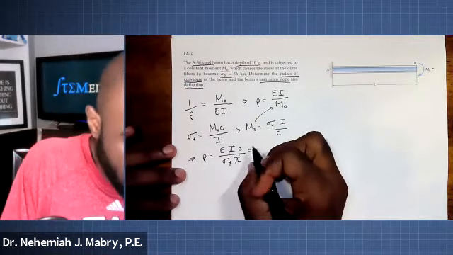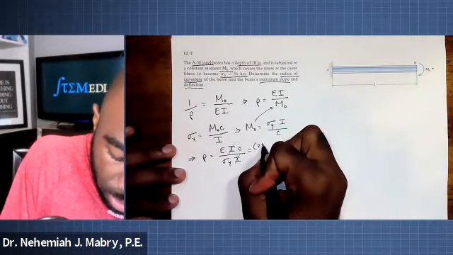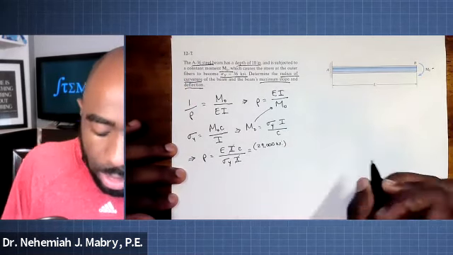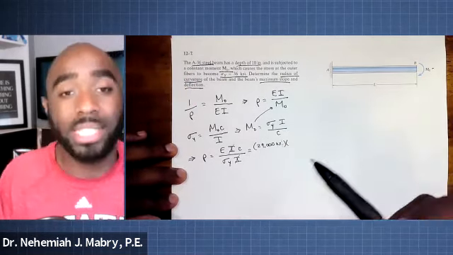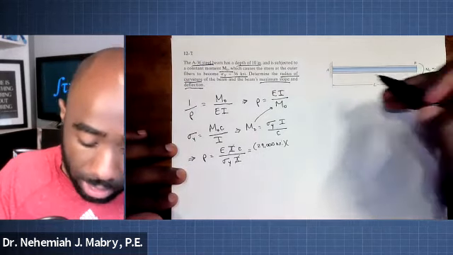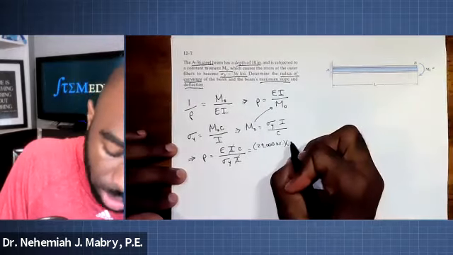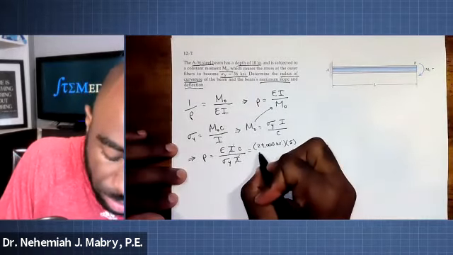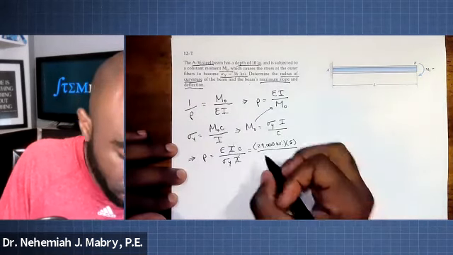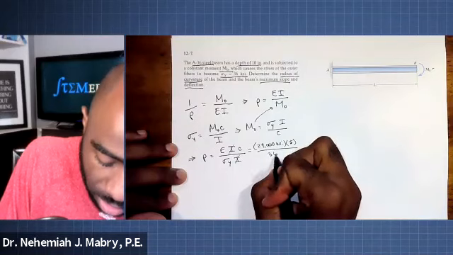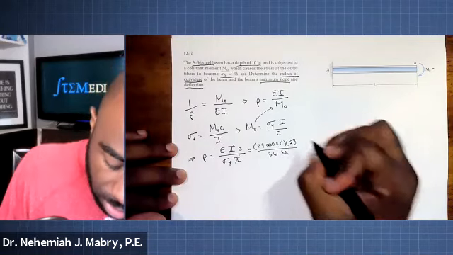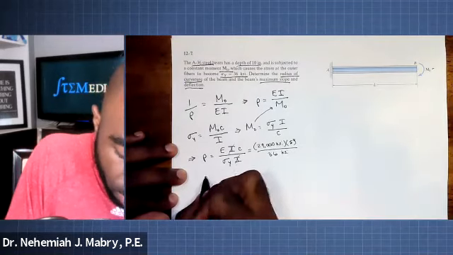And now we can put in the value for E, the one that is good to memorize, 29,000 ksi. What is C? Well, the distance from the neutral axis to the exterior. This is a depth of 10 inches, so C is going to be 5. And then sigma y, we're told here, is 36 ksi. That's in ksi, and that's in inches.